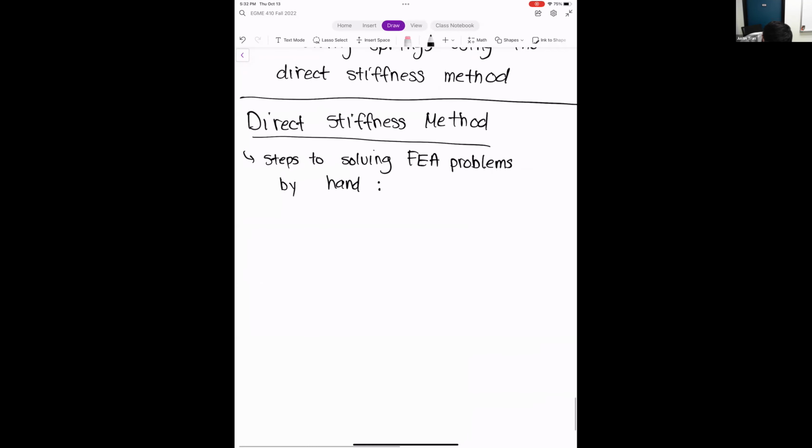The first step you're going to have to do, and most of the time for this class this step is going to be done for you, is to discretize the geometry, or discretize the problem. All I mean by that is to take your geometry and break it up into elements. The next important thing is to label all the elements and nodes.